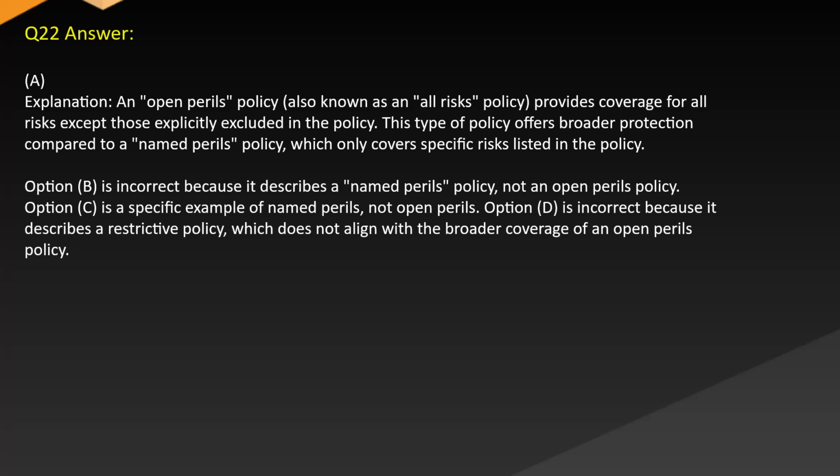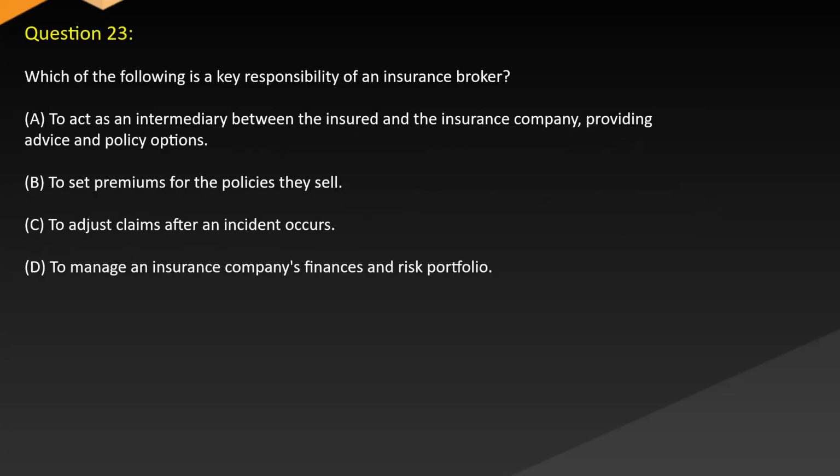Option C is a specific example of named perils, not open perils. Option D is incorrect because it describes a restrictive policy which does not align with the broader coverage of an open perils policy. Question 23.